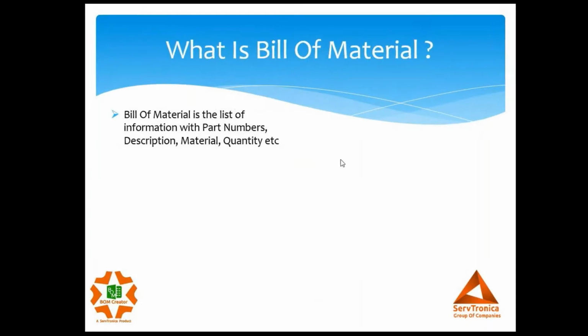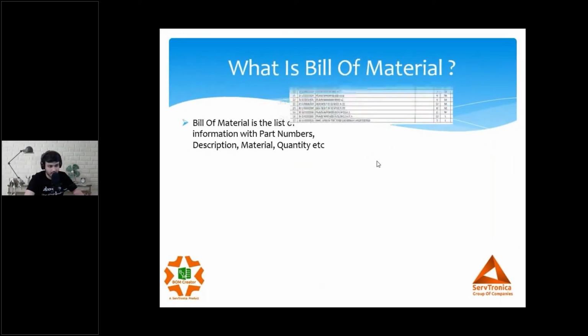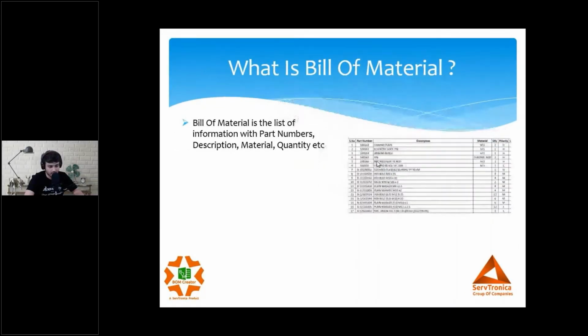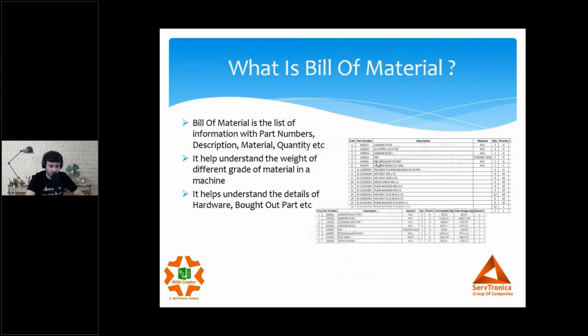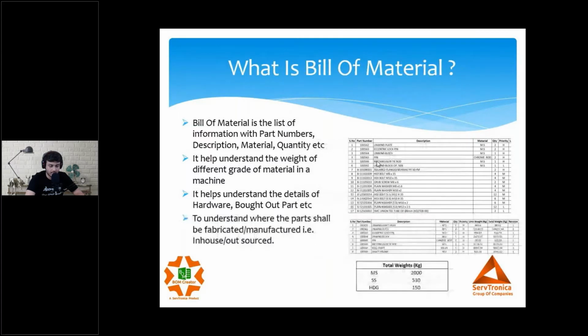A bill of material is a list of information: part numbers, descriptions, material, quantity, weight, etc. It's a mix of details. It basically helps us understand the different grades of material we are using in making this machine. It helps us understand what the hardware items are, what the BOP items, the bought-out items, are. It even provides the information to identify which items are required to be fabricated in-house and which are supposed to be outsourced.